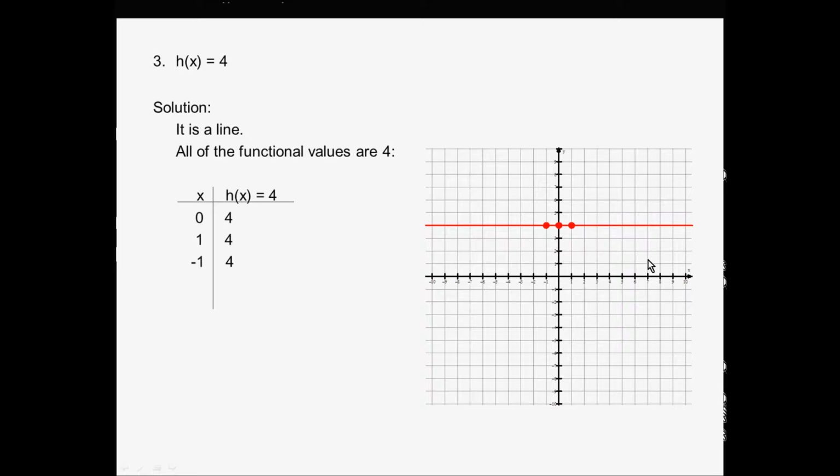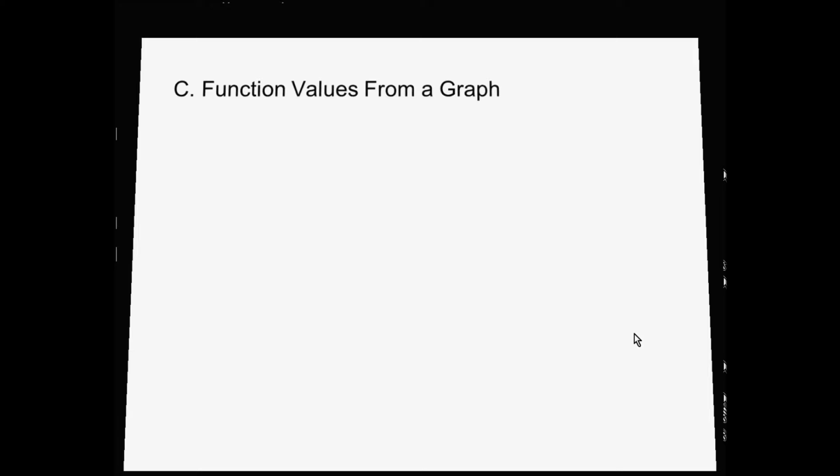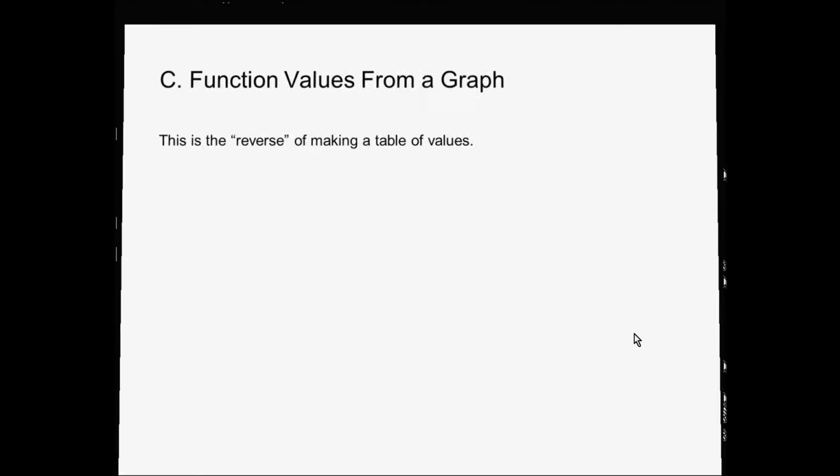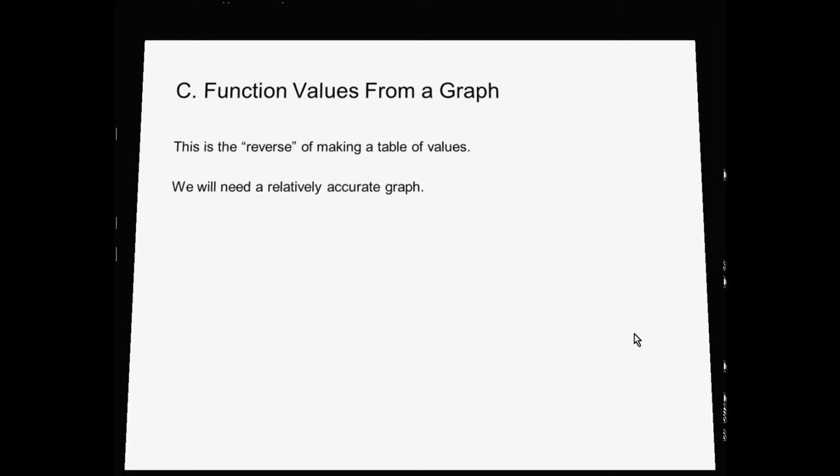Okay, let's do the reverse of that. We give you a graph and then ask you to identify some points from it. So function values from a graph. This is the reverse of making a table of values. We will need a relatively accurate graph because you're actually trying to read the points off the graph, which means it's got to be relatively nice.